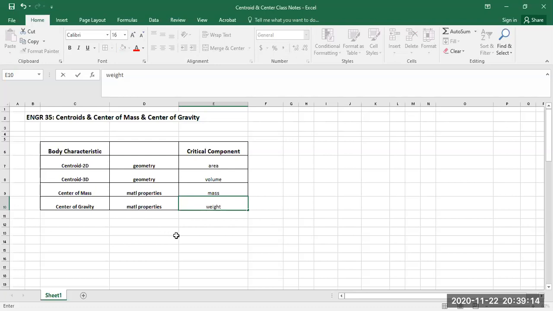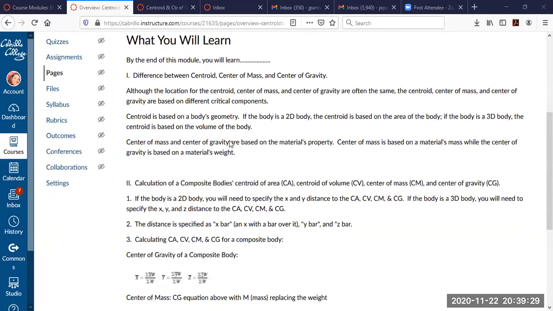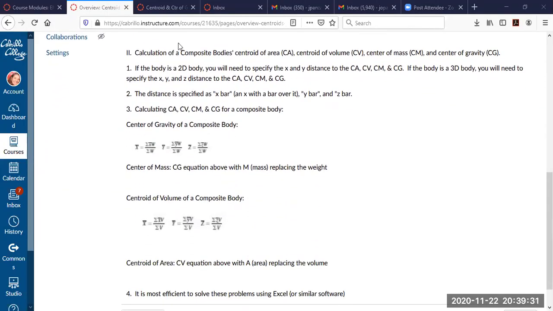Okay, so now I'm going to stop sharing, and I'm going to go back to the overview. Okay, so now we understand the differences. Now the next thing we have to do is know how to calculate the centroid of area, centroid of volume, center of mass, and center of gravity.